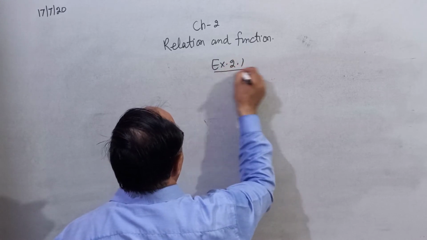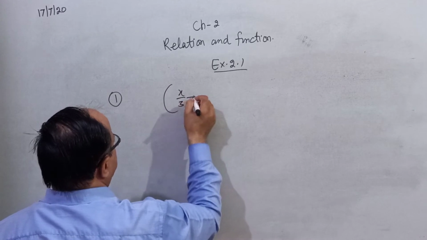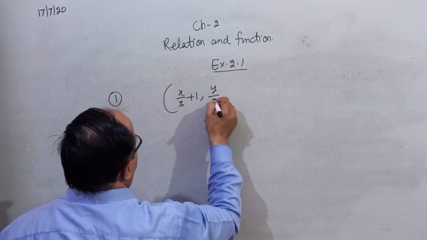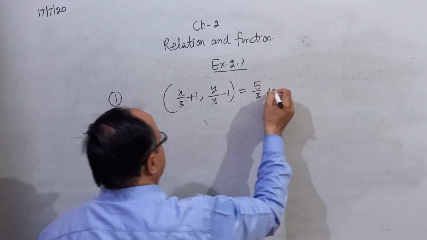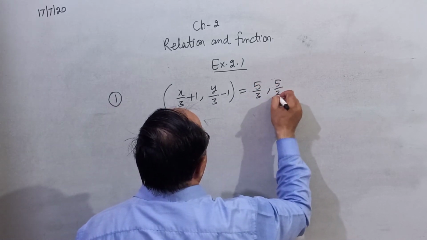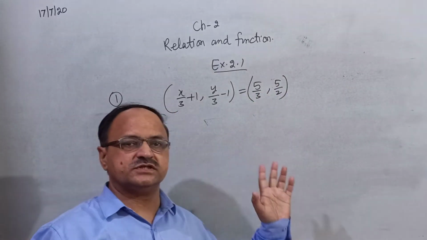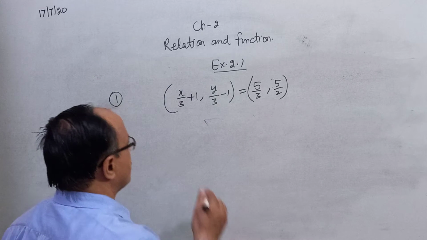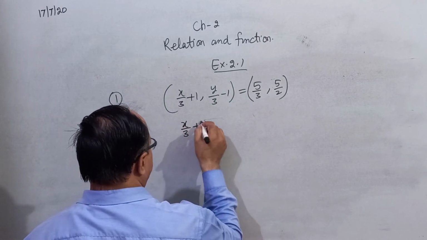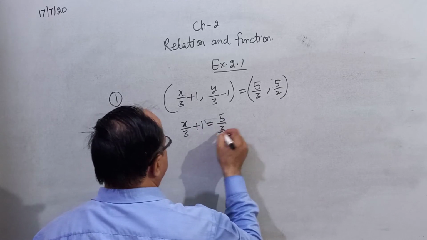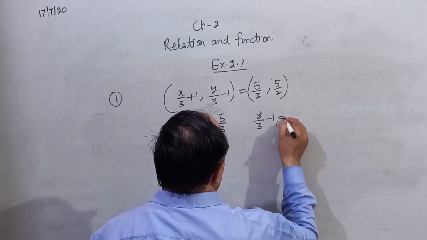Exercise 2.1, question number 1. The ordered pair (x/3 + 1, y/3 - 1) is equal to (5/3, 5/2). This is not the exact question, I take an example. If two ordered pairs are equal, then you compare x/3 + 1 is equal to 5/3 and y/3 - 1 is equal to 5/2.